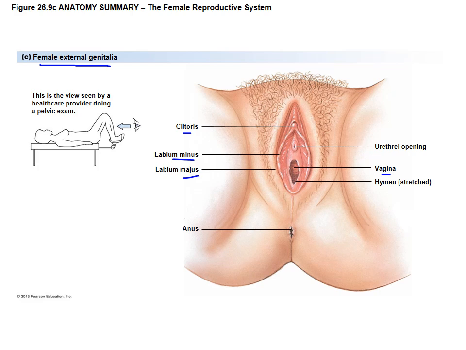And if you remember back to the first lecture we did on reproduction, when we looked at the differentiation of the bipotential external genitalia, the labia minora actually arises from the same embryonic tissue as the shaft of the penis, and the labia majora arises from the same embryonic tissue as the scrotum.